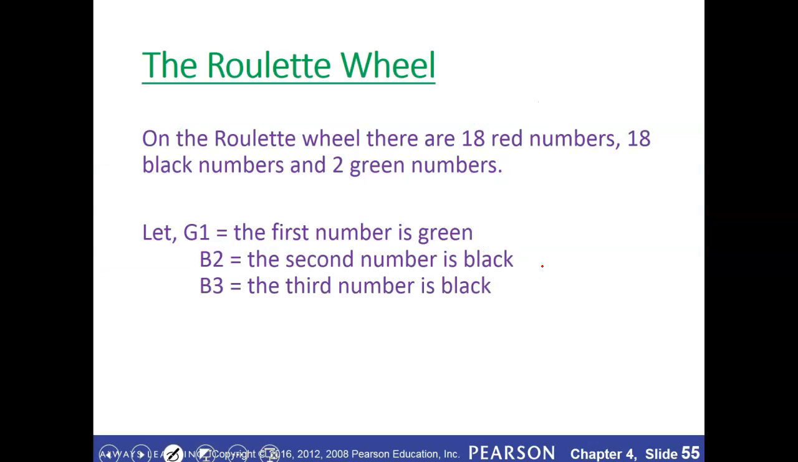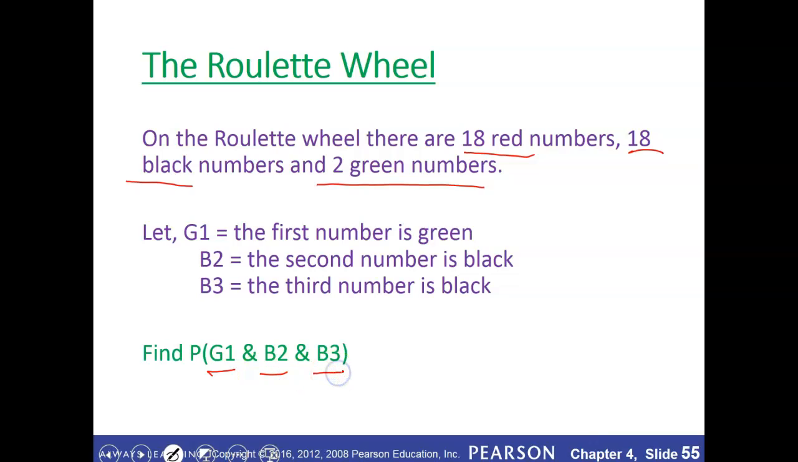Okay? An example of this would be, let's say you go and you're playing roulette. On the roulette wheel, there are 18 red numbers, and there are 18 black numbers, and there are 2 green numbers. So you would bet on either having a red number show up or a black number show up, and if a green number shows up, then everybody loses and the house takes all the money. So we want to find the probability of first getting a green number, then a black number, and then another black number. Well, these are independent of each other.